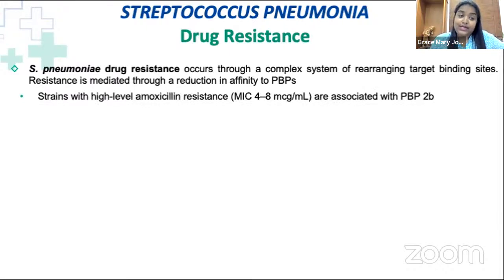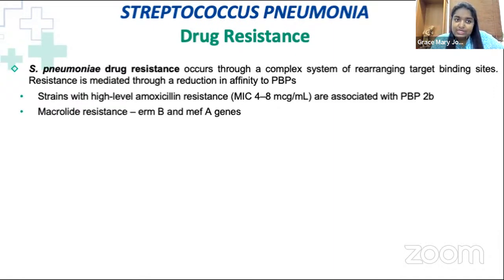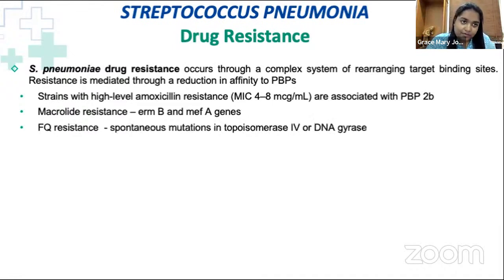So the strains that are associated with high-level amoxicillin resistance, that is MICs of 4 to 8, are usually because of the alteration in the penicillin binding protein 2B. Macrolide resistance, there are 2 genes, that is ERMB and MEFA. ERMB is because, you know, macrolides usually go and bind to the 50S subunit. It causes alteration there. Therefore, the affinity for the macrolide to bind to the organism is reduced. And MEFA is an efflux pump. It pushes out the drug from the organism's cell.